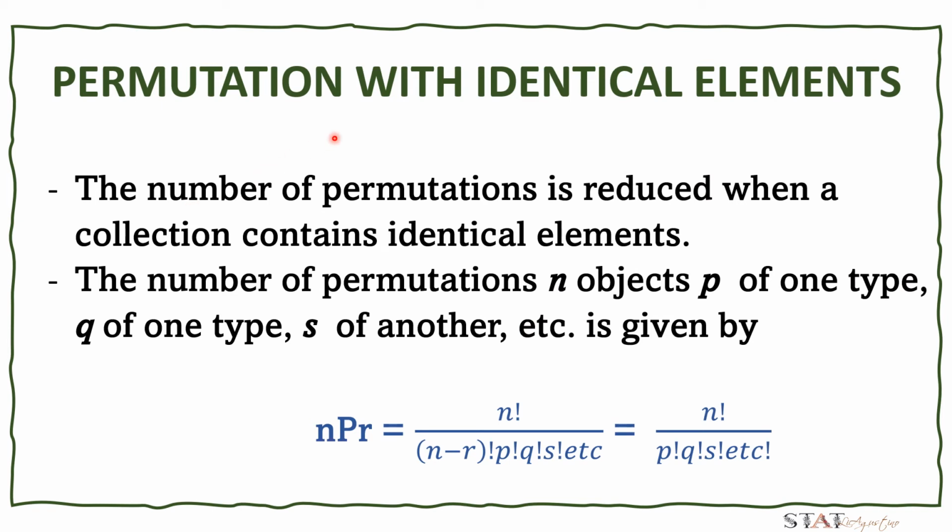Permutation with identical elements. The number of permutations is reduced when a collection contains identical elements. So the number of permutations of n objects, p of one type, q of another type, s of another, etc., is given by n factorial over p factorial multiplied by q factorial multiplied by s factorial, and so on. So it is n factorial over p factorial, q factorial, s factorial, and others.